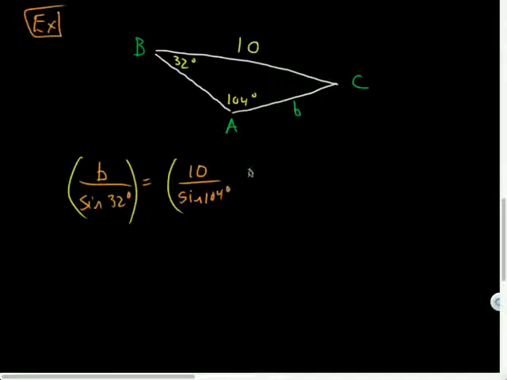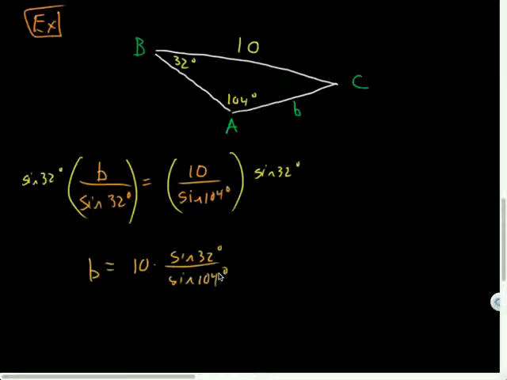Multiply. So I'd multiply both sides by sine of 32 degrees, right? And I'll get little b is equal to, and I might write it this way, 10 times the sine of 32 over the sine of 104. I'm just writing it this way so you can see how I'd plug it in a calculator. Technically, you could have the 10 in the numerator if you want. A bunch of different ways you could do that.